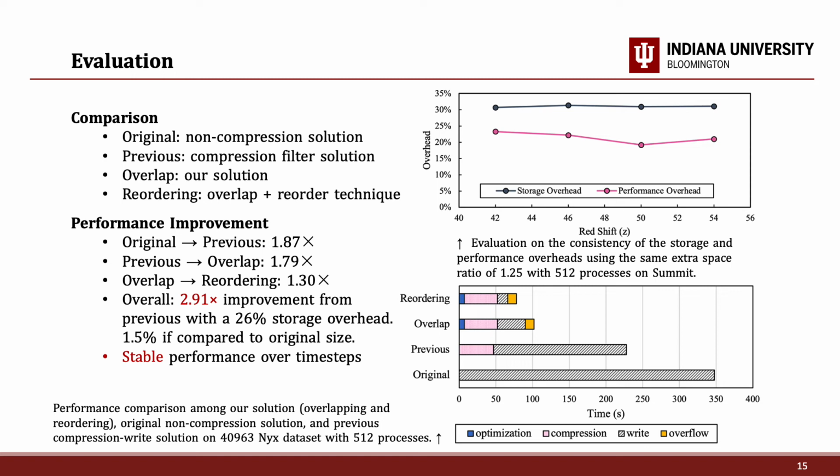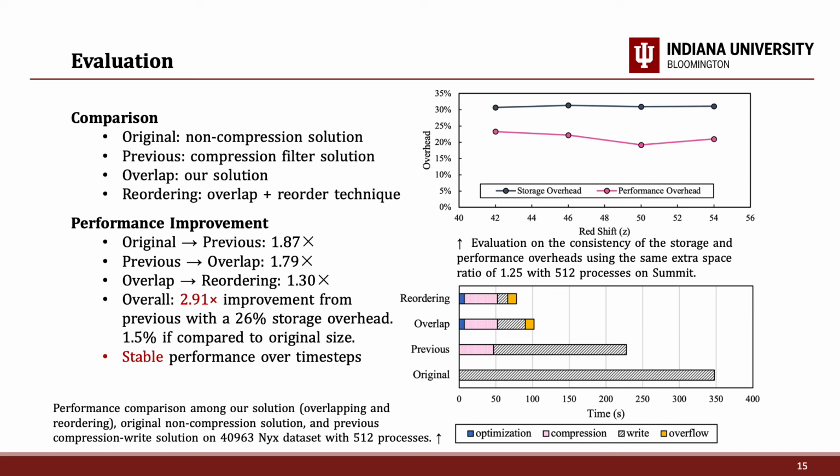So if we look at the right side, this figure demonstrates that compared with the original solution, the previous solution can provide a 1.87 times performance improvement. And then compared to the previous, our overlap solution can provide a 1.79 times performance improvement. And then adding our reordering techniques, we can further provide a 1.3 times improvement compared to just overlapping. So overall, we have a 2.91 times improvement from previous with 26% storage overhead, and it's actually just 1.5% compared to the original datasets.